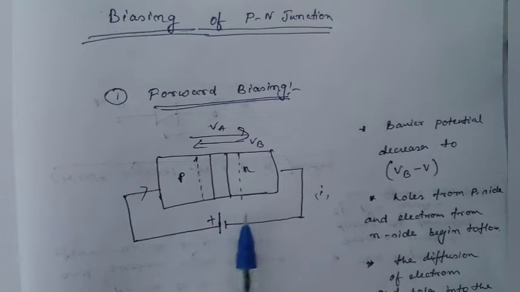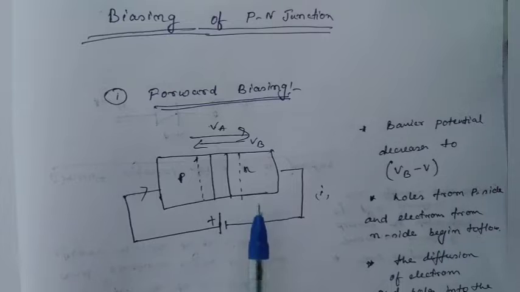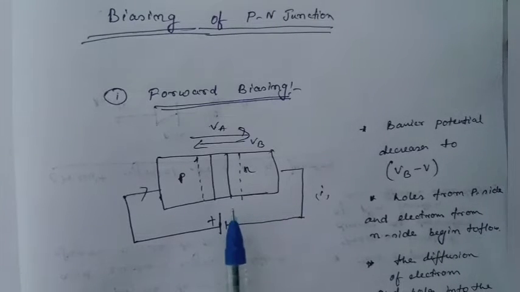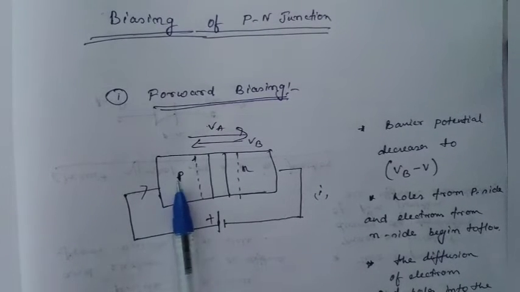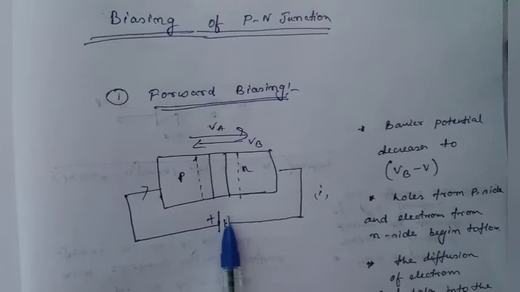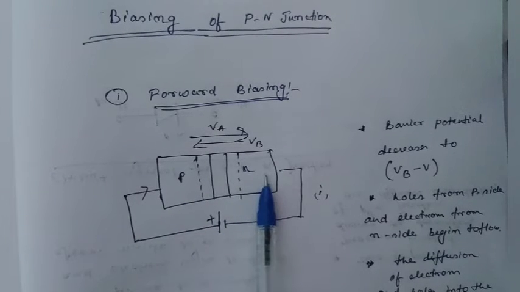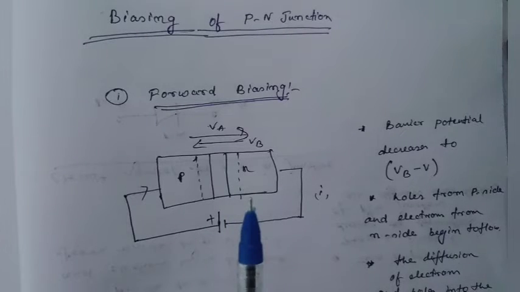Now there are two types. One is forward biasing and another is reverse biasing. In forward biasing, what we do is, if the positive terminal of a battery is connected to the P side and the negative terminal to the N side, then the PN junction is said to be forward biased.